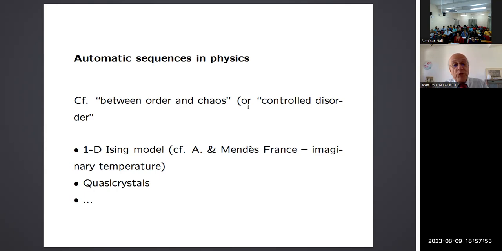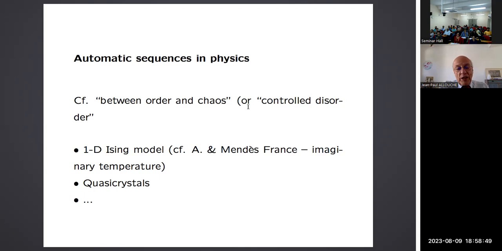For example, it was one of the first occurrences of finite automata, not cellular automata, finite automata in physics, by Mendès France and myself. Mendès France had the idea of looking at the one-dimensional Ising model. It was not English, so one should say Ising. The Ising model in one dimension is a sort of toy model of magnetism. And the idea of Mendès France was, instead of taking a real temperature like usual, there's a parameter in it called temperature, to take an imaginary temperature. Then the usual method for solving this Ising model, which is due to Kramers and Wannier, gives you something about the distribution modulo one of some sequence. It is quite unexpected.